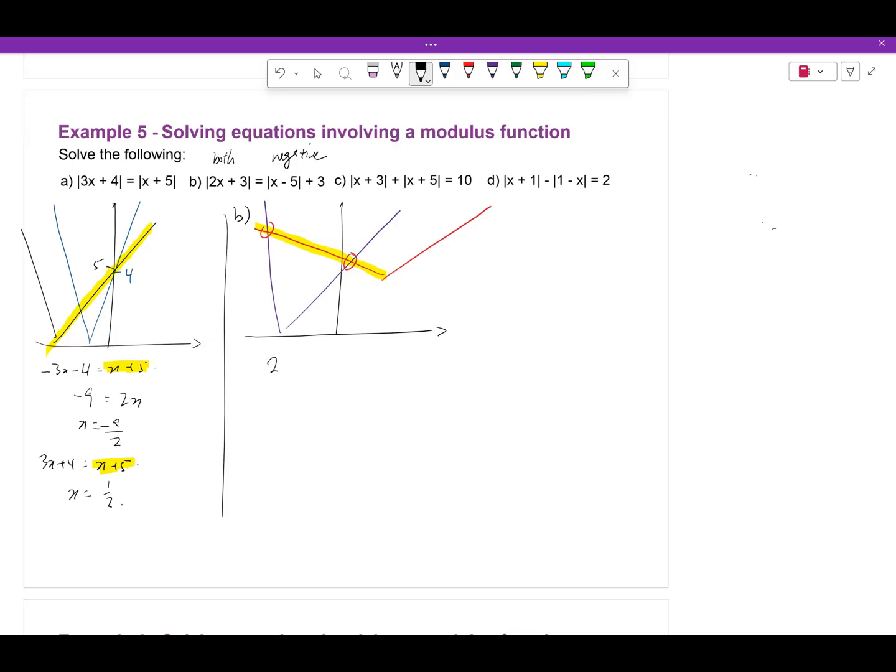So that means 2x plus 3 equals to a negative x minus 5 plus 3. That results into 3x, 5x plus 3. The other one, negative 2x minus 3 equals to negative x minus 5 plus 3. So 这里的话就是 negative x equals to 11, x equals to negative 11.